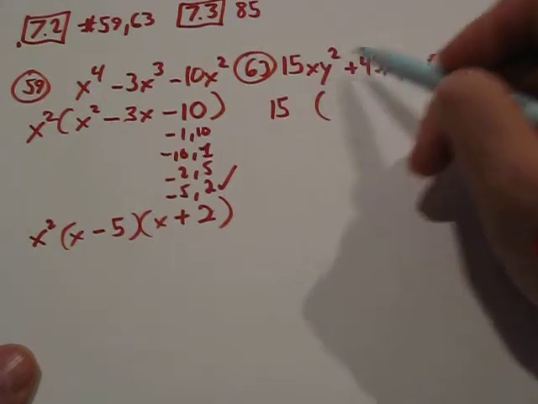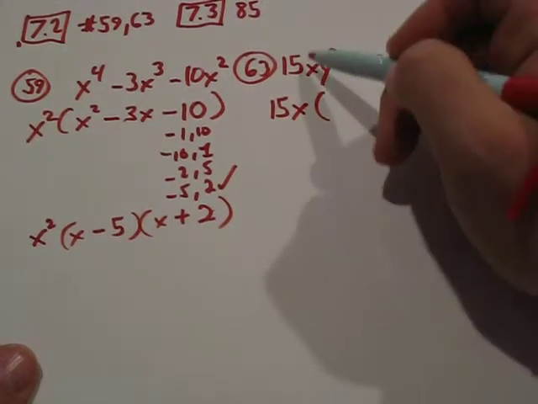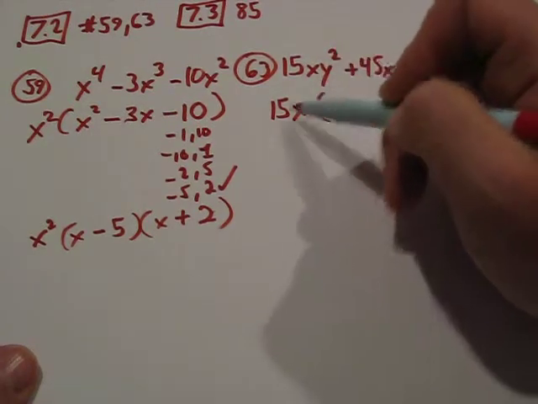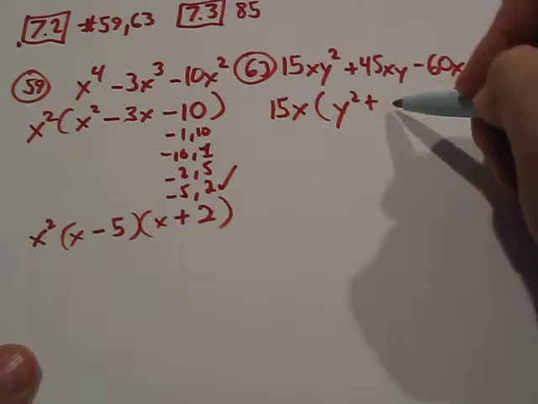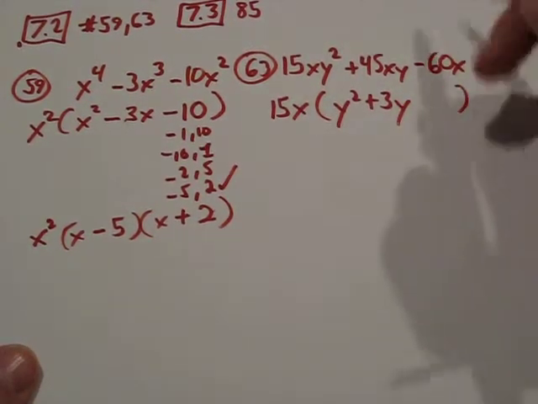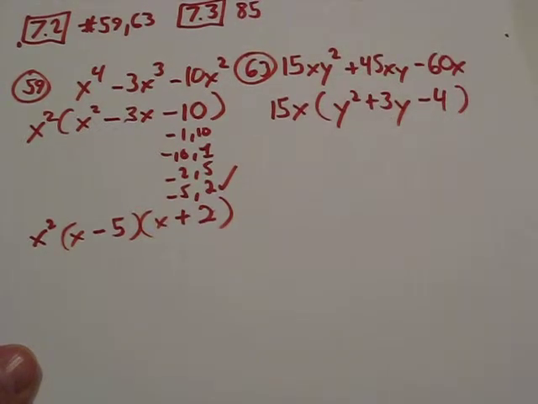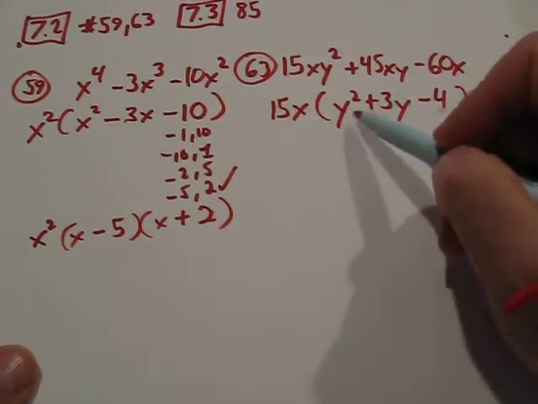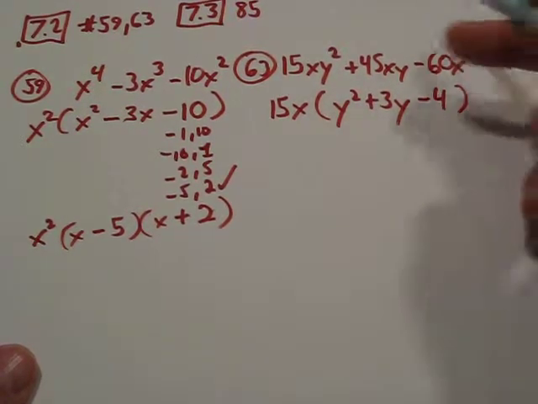I also notice that there's an x in each of these, so I'm going to factor out an x as well. So 15xy squared divided by 15x is just y squared. 45 divided by 15 is 3. The x is brought out and the y is inside. Negative 60 divided by 15 is negative 4, and the x is brought out. So now, in kind of a weird twist, we're going to factor problems with variable y instead of x.